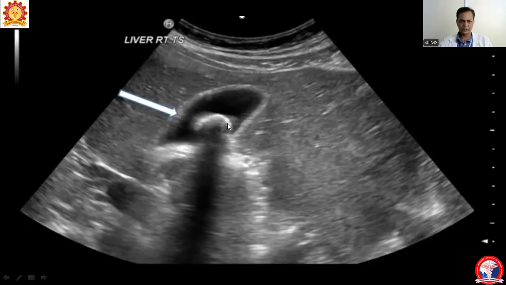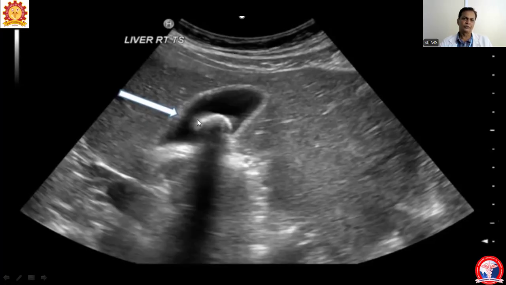What we are seeing here is a shining pearl kind of a thing, which is reflecting all echoes, sound waves, back. So this is a calculus. The key point here is there is a shadow. The source of ultrasound is towards the apex of this beam, from where the sound waves are coming, and on the other side of this calculus, there is a shadow seen. This shadow is called acoustic shadow.